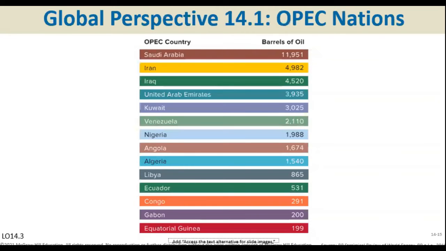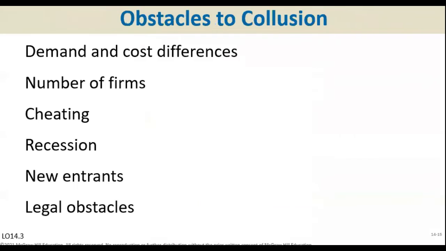So here, a global perspective gives you the output released by each member of OPEC. So you can see that they account for almost 34% of our oil production, right?